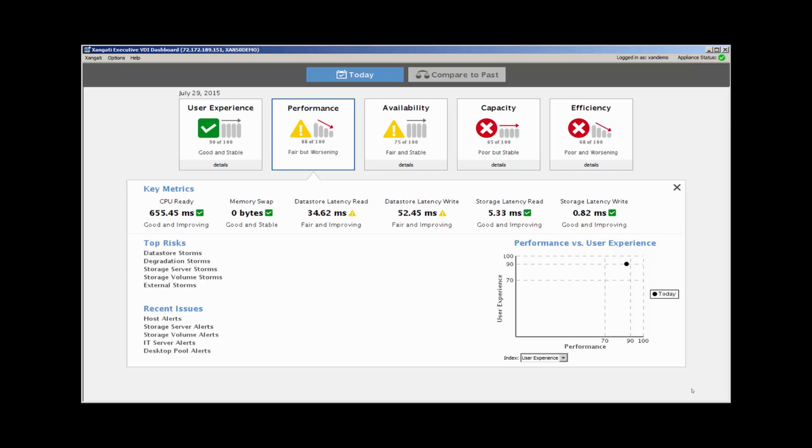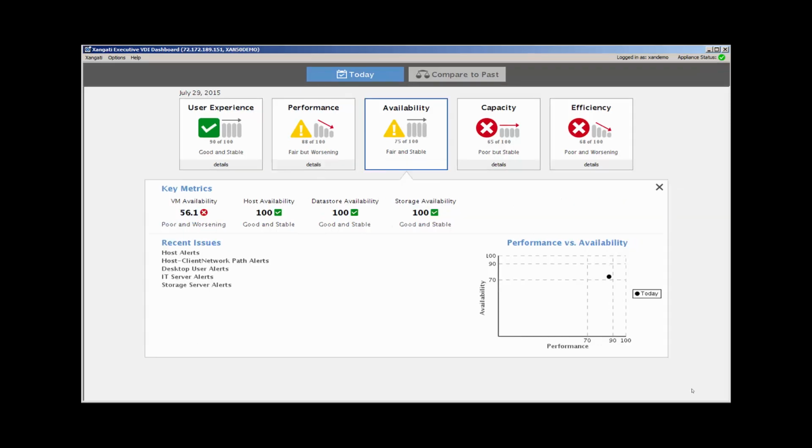And a little bit less pressing than the top risks are the recent issues, which are other things that IT is undoubtedly working on today.